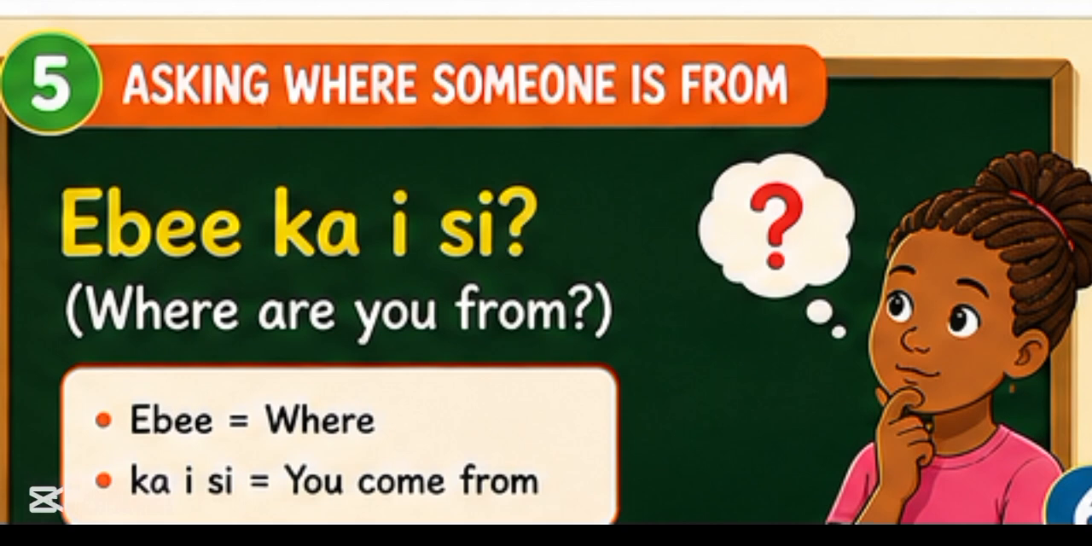Asking where someone is from. Ebe ka ị si? Where are you from? Ebe, where? Ka ị si, you come from.